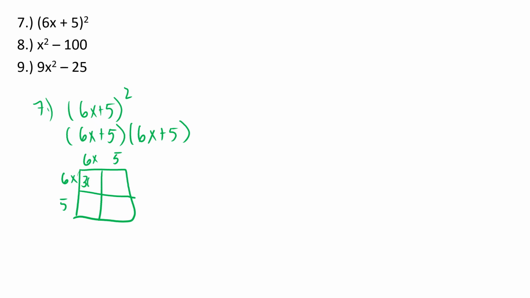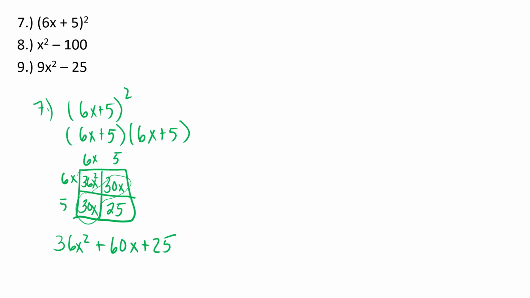So this is the 36x squared, okay? So 6 times 6 is 36, and then the x times x is x squared. But right here, we have 30x, 6x times 5 is 30x, and then we have another 30x. And now here's where the 25 is. And then combining our middle terms, we have 36x squared plus 60x plus 25.